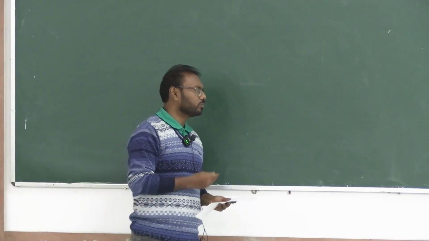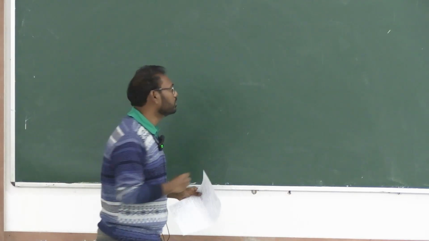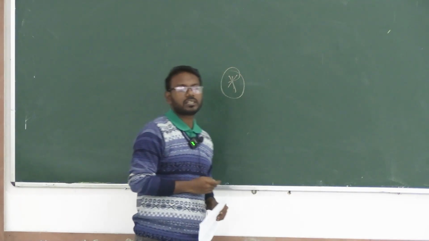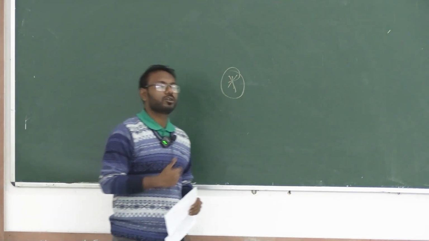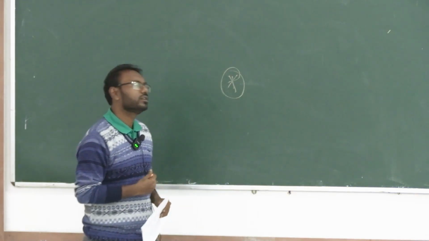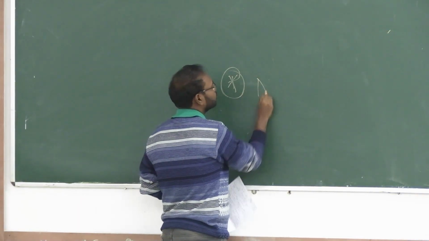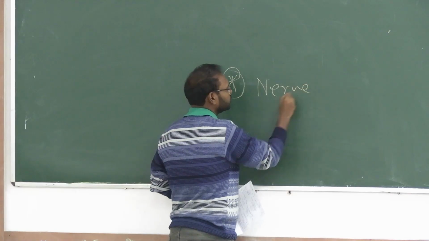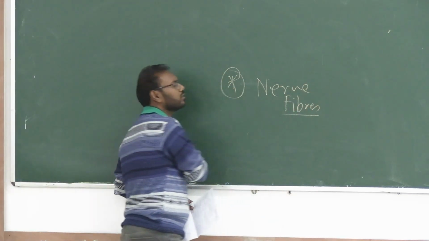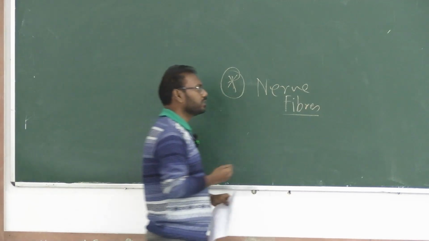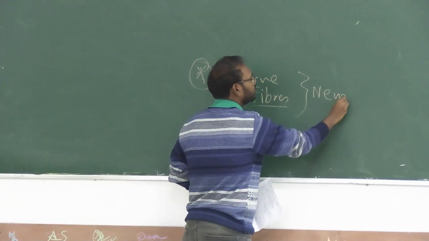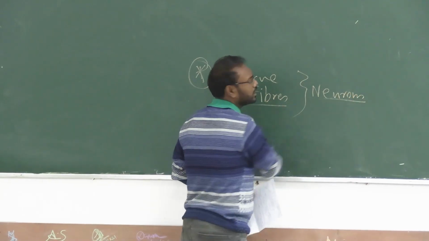Okay, so let's start. Today we will be studying nerve fibers, classification of nerve fibers, and also the generation of action potential. These two things we will be talking about today. So, nerve fibers. Nerve fibers have another name. Can you tell me what it is? They are also known as neurons. The nerve fibers and neurons are the same thing.